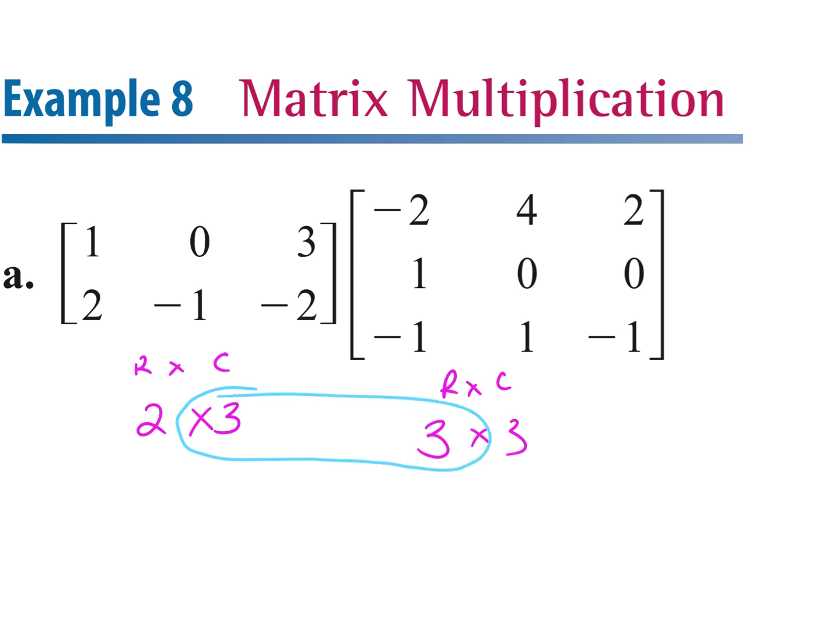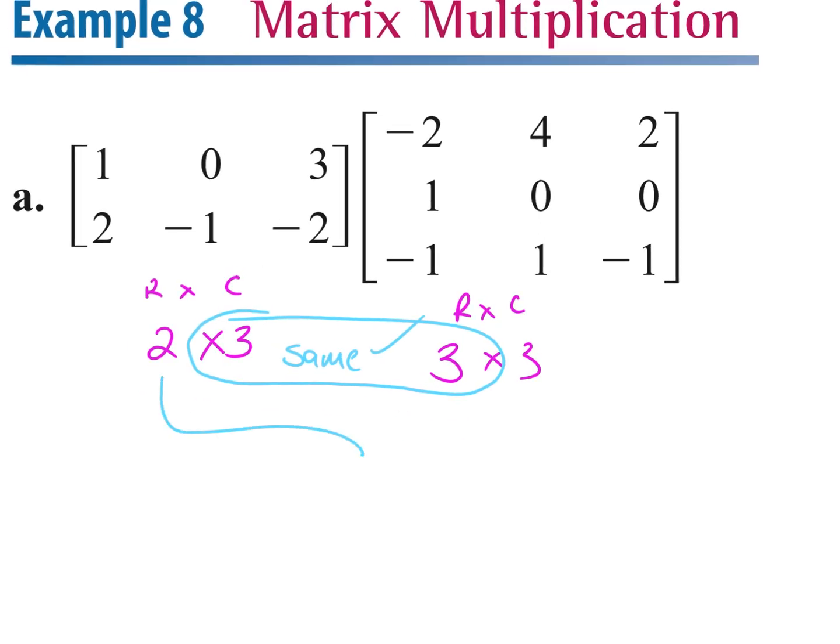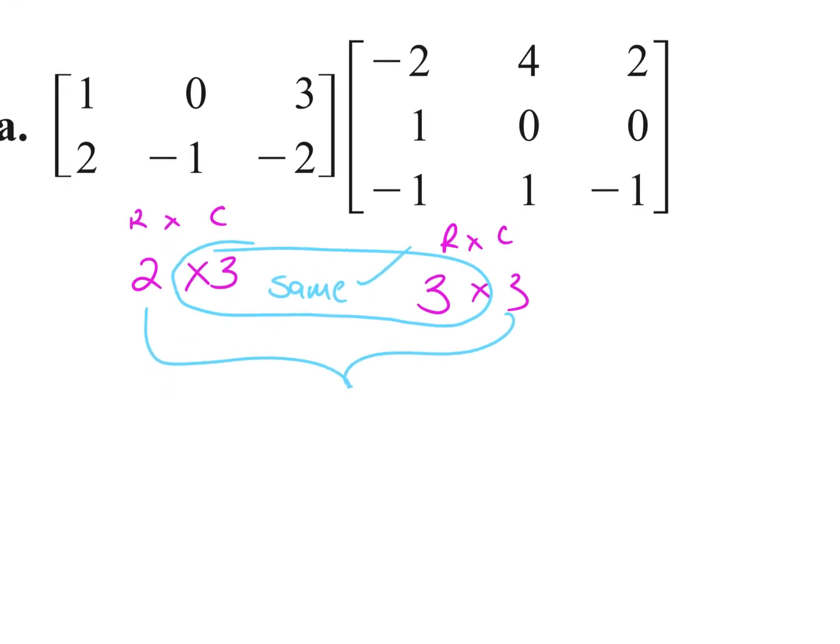So circle the middle. Can you multiply these together? Yes, because they are the same. All right, we're good. So then my answer is going to look like a what? A 2 by 3. So that means it's going to have 2 rows and 3 columns. Write it out if you need to. So I have 2 rows and 3 columns. So it's going to look something like that. Anybody have any questions about how I found that?